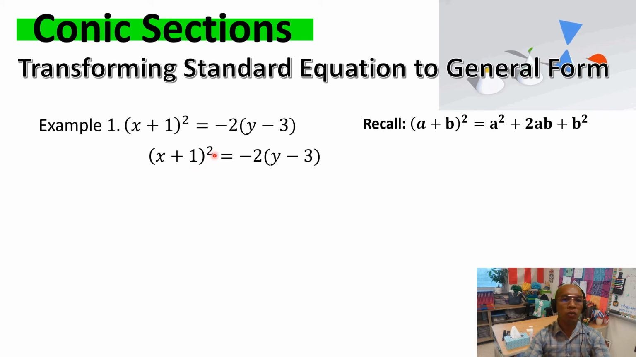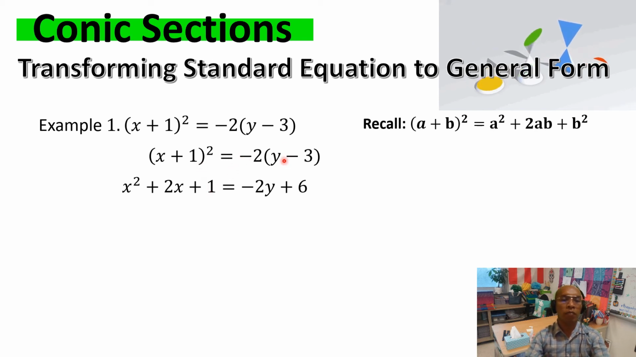X plus 1 quantity squared is equal to negative 2 times y minus 3. So we have to expand this into the trinomial. So we square the x, so that is x squared, the first term. Then the middle term would be x times 1 is x, times 2 is 2x. Then the last term would be the square of 1. So the square of 1 is 1.